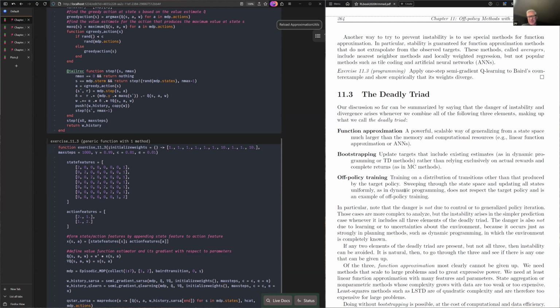I haven't gone through the book. I'll definitely go through it. I like it so far. Looks good.